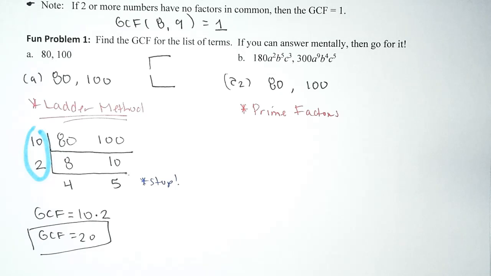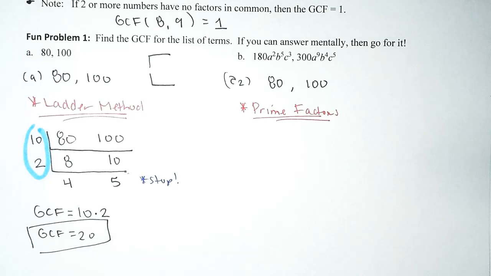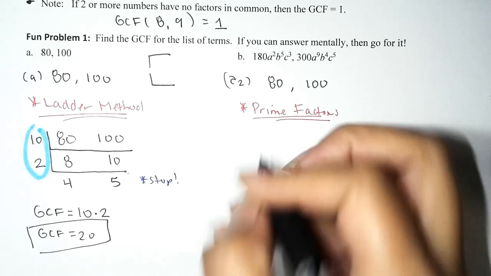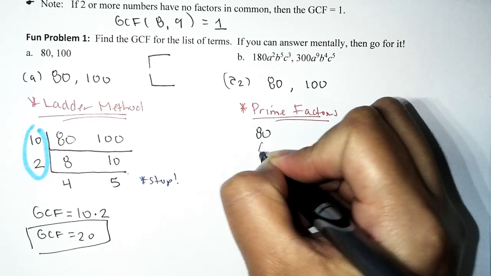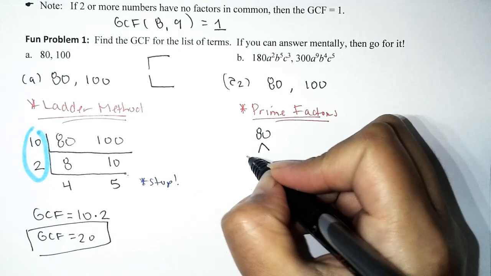So if we're going to find the GCF by using prime factors, the first thing that we need to do is write each number as a product of prime factors. To facilitate the process, we're going to go ahead and use factor trees. Okay, so we have 80 and then we branch it out however we like. So I'm going to just do 10 times 8.